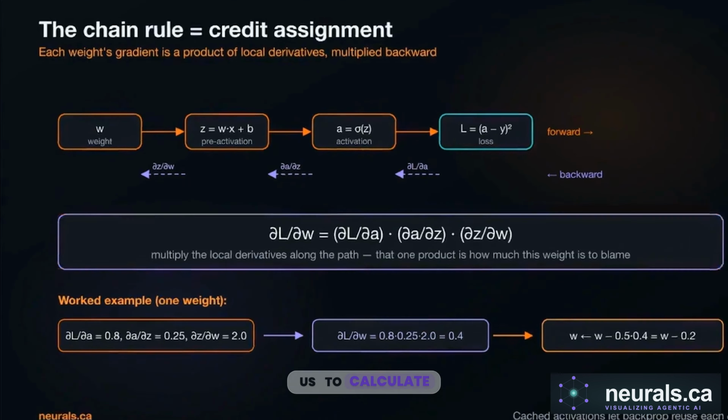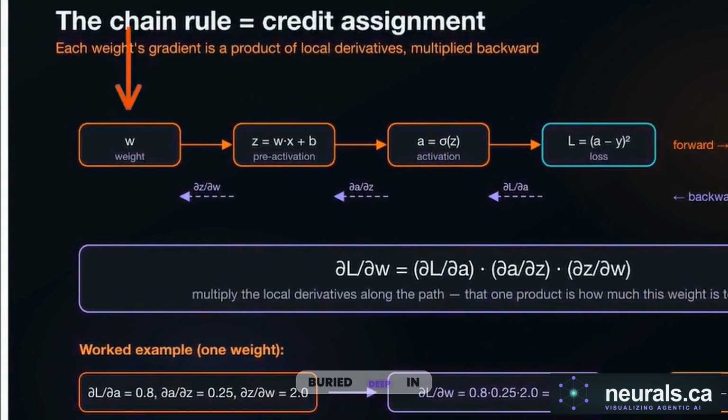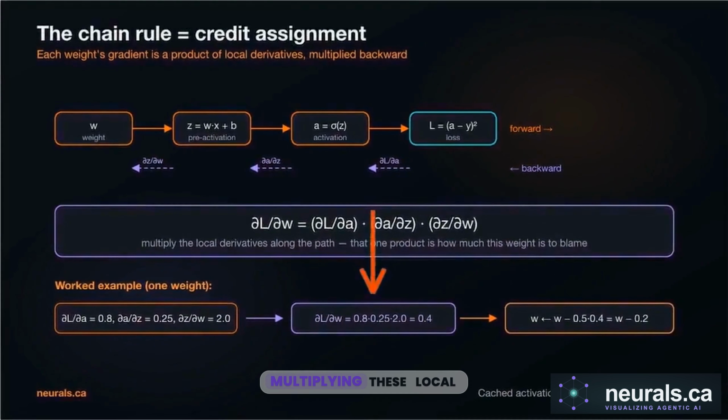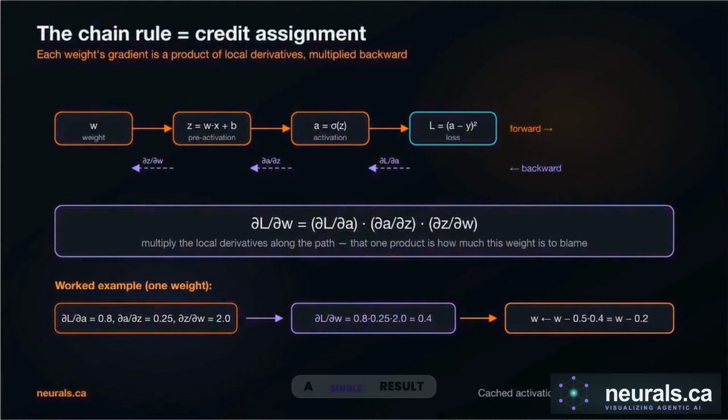It allows us to calculate how a change in a weight buried deep in the network affects a final loss. The total blame is a chain of local derivatives multiplied together along the path. The change in loss relative to the activation times the change of activation relative to the sum times the weight itself. In practice, as seen in this worked example, finding the exact penalty for a weight involves multiplying these local values to find a single result.